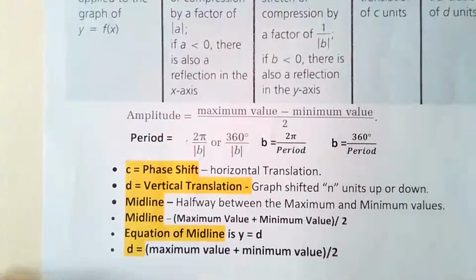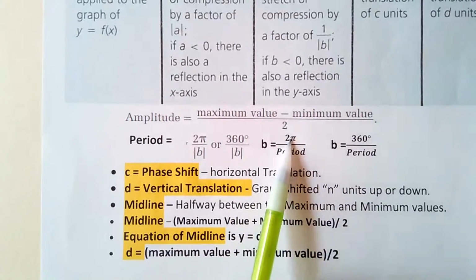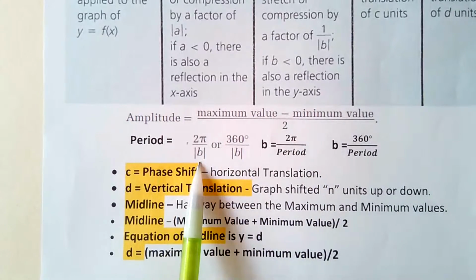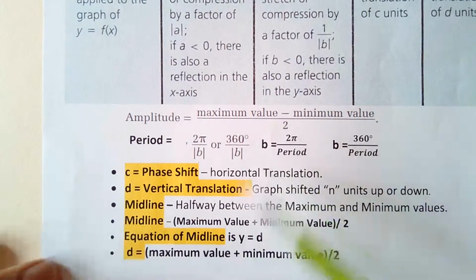We'll use the algebraic way, and the amplitude is basically the maximum value minus the minimum value divided by 2. The period is 2 pi divided by b. So we'll go through each one of these.